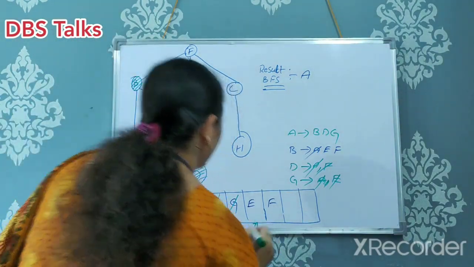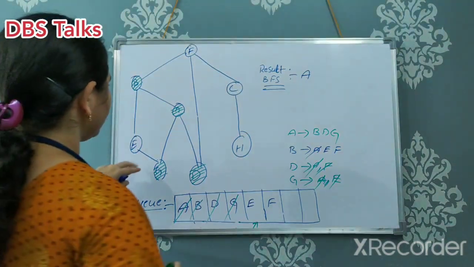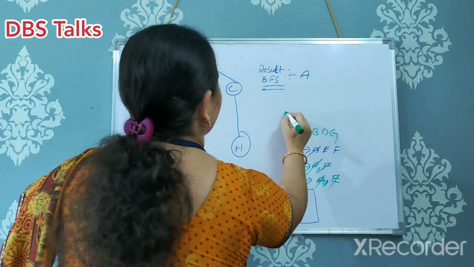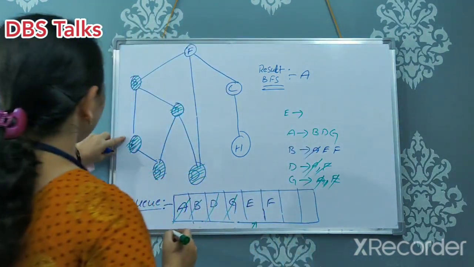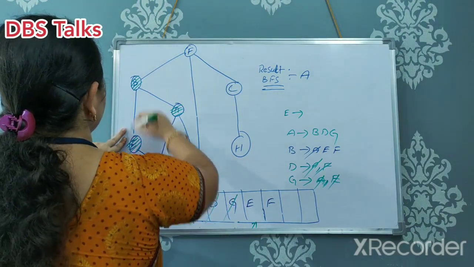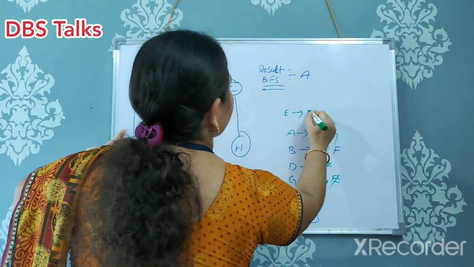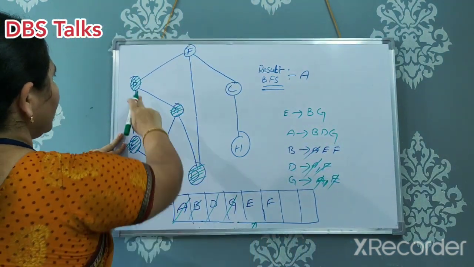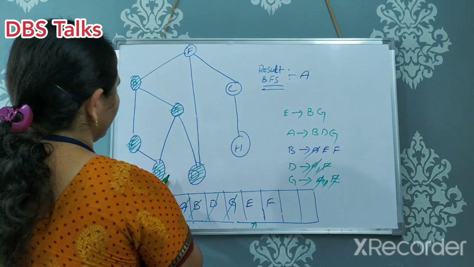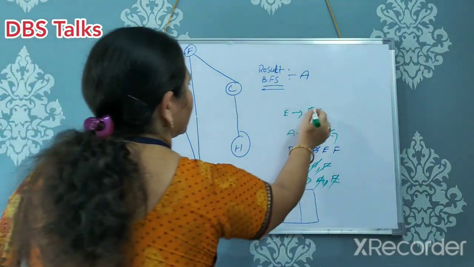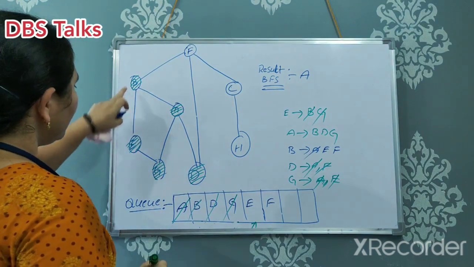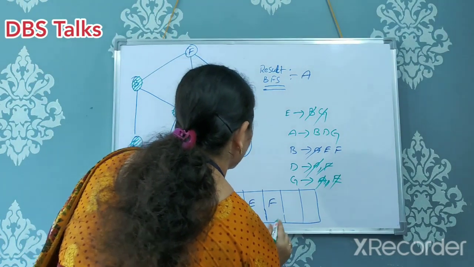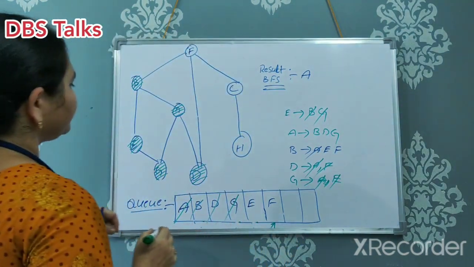Next we will go for E. Dequeue E. What are the adjacent vertices of E? B and G. B is already visited and G is also visited, so no need to consider them. Next we go for F.